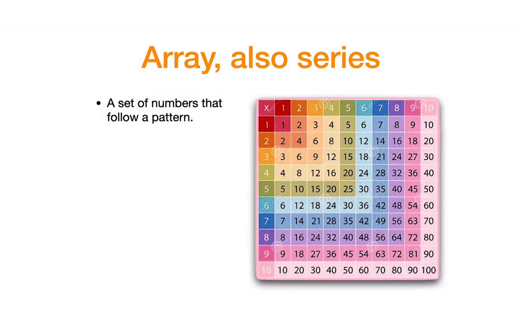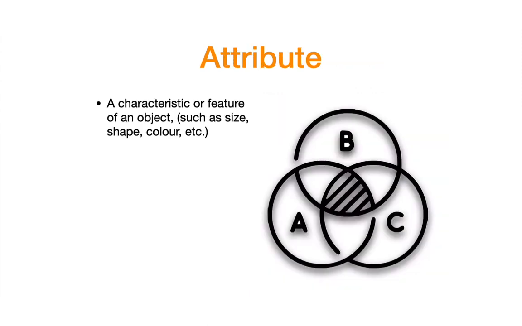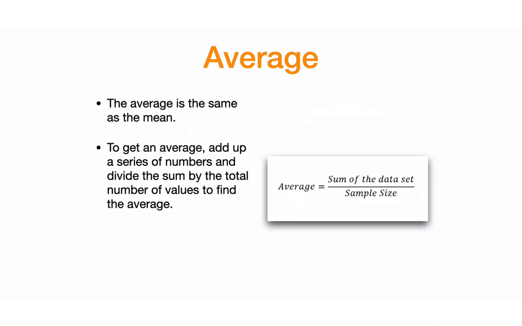Array, also series, a set of numbers that follow a pattern. Attribute, a characteristic or feature of an object, such as size, shape, color, etc. Average, the average is the same as the mean. To get an average, add up a series of numbers, and divide the sum by the total number of values to find the average.